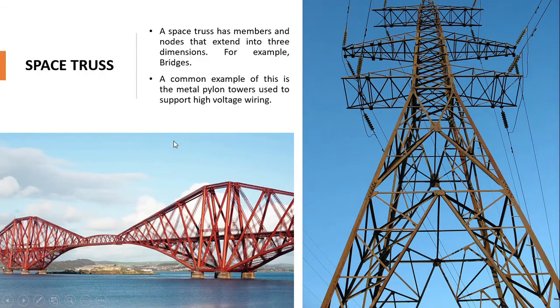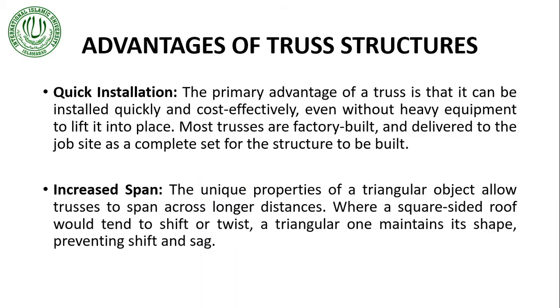And then we have a 3D truss, which we call space truss. And for a space truss, all the members of a truss extend into 3 dimensions. For example, these bridges, and this is a very common example that you see in your daily life. This is the metal pylon tower, and it is used to support high voltage wiring.